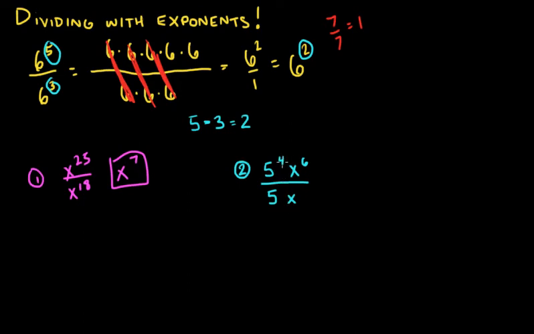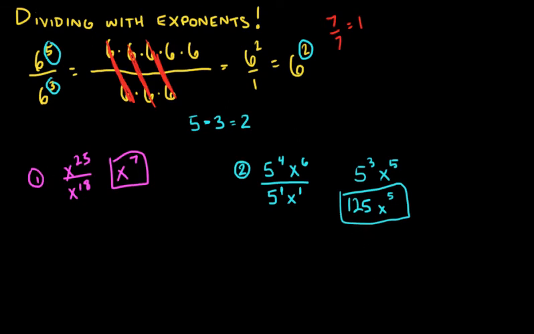So we've got a 5 to the 4th on top and a 5 to the, remember that's to the 1st, on the bottom. So 4 minus 1 is 3. So we're going to have 5 to the 3rd. Over here we got x to the 6th divided by x to the, remember that's a 1st. So 6 minus 1 is 5. So 5 to the 3rd, x to the 5th. And if we want to simplify that further, it's 125 x to the 5th. And that's our answer.